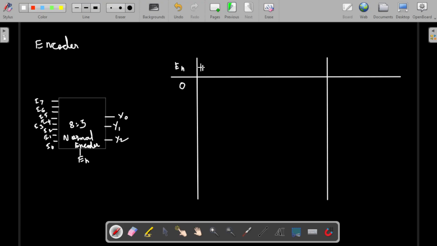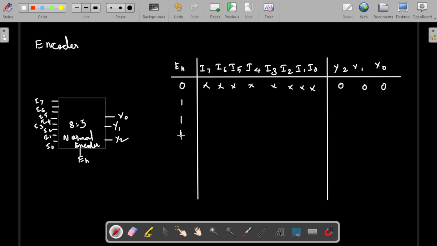Let me write all the inputs: I7, I6, I5, I4, I3, I2, I1, I0. Here the outputs are Y2, Y1, Y0, and I'm taking Y2 as the MSB. In any case, these bits will be considered don't care, X. So the output will be 0, 0, 0. When the inputs are 0, 0, 0, 0, 0, 0, 0, 1, then the output will be 1. So if you see, this is converting from a lengthier binary to a normal decimal.